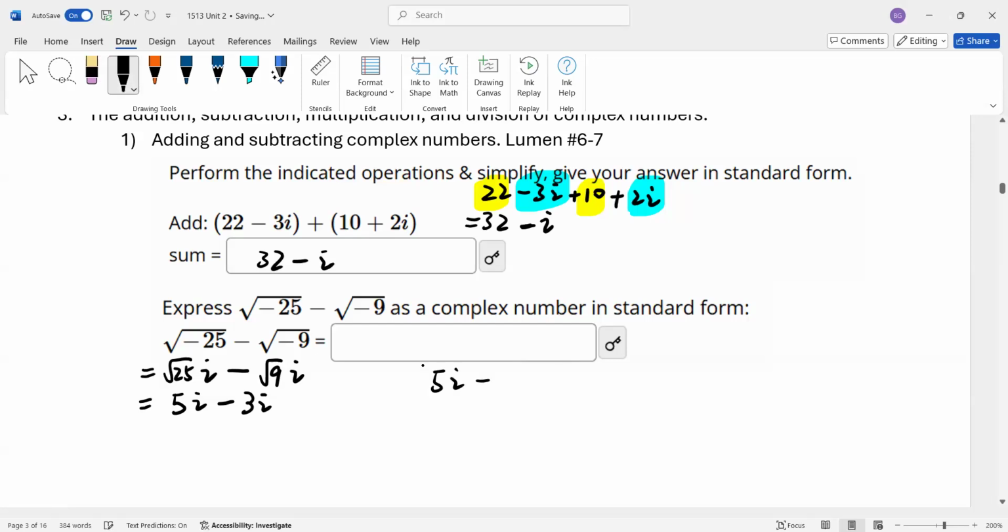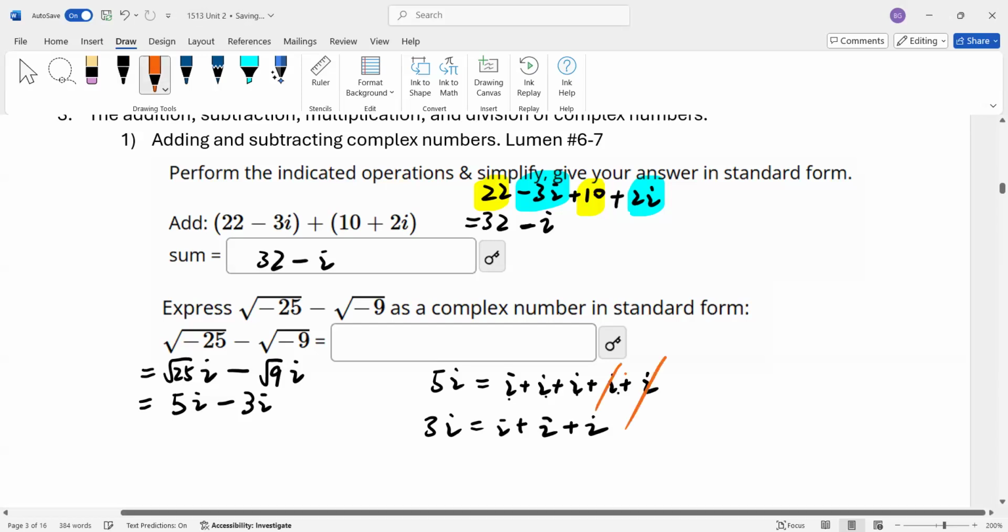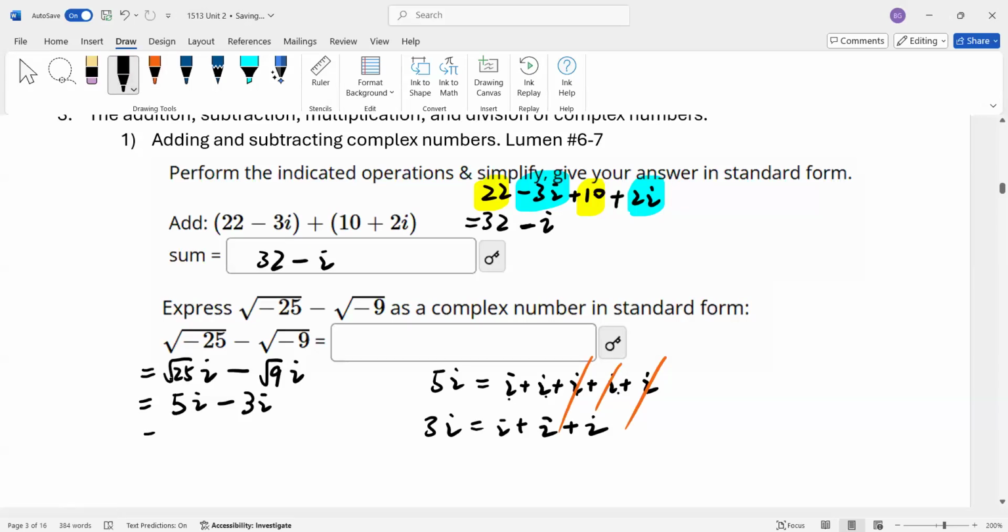How about 5i? 5i is just i plus i plus i plus i plus i. Literally 1, 2, 3, 4, 5. 5 i's. That is what 5i means. And 3i literally means 3 i's. And 5i minus 3i, basically you just need to remove 3 i's from the 5. Then you have 2 i's left. And done.